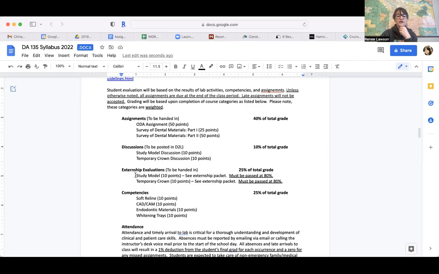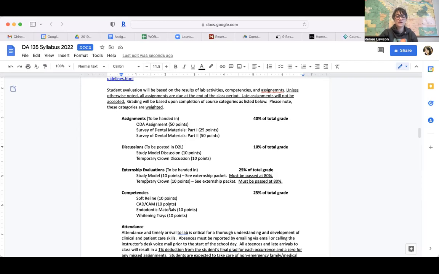One of them is a study model evaluation. So you'll be pouring up study models at some point at your externship office, and then someone at your office will grade or score them for you. It'll be either the lead assistant that's kind of supervising you, or the dentist. Somebody will look at your models and they'll just grade you. It's kind of like the objective sheets that we do in lab, but your office will be grading you. And then same thing for temporary crown. So you'll do a temporary crown and they'll score you, and you'll turn those things into me.